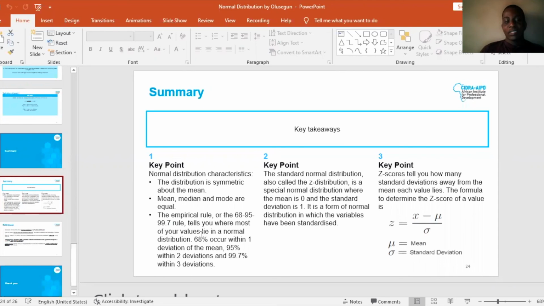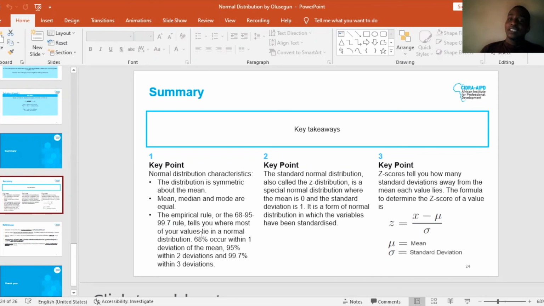The second key point: the standard normal distribution, also called the Z distribution, is a special normal distribution where the mean is 0 and the standard deviation is 1. It is a form of normal distribution in which the variables have been standardized. Here you know that standardization involves using the Z-score formula, where the mean is subtracted from your individual data point X and then divided by the standard deviation.